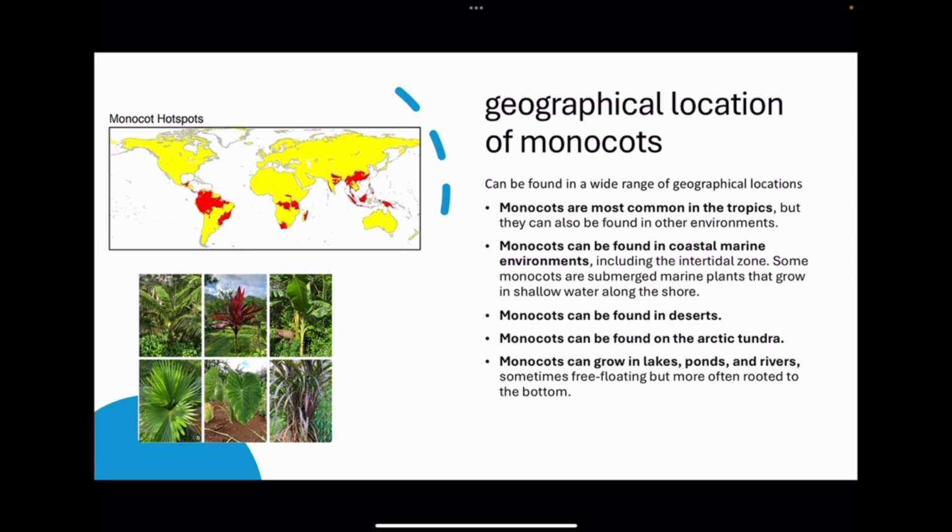On the left at the top is a world map of where most monocots are originally from, and at the bottom are just some pictures of examples of monocots.